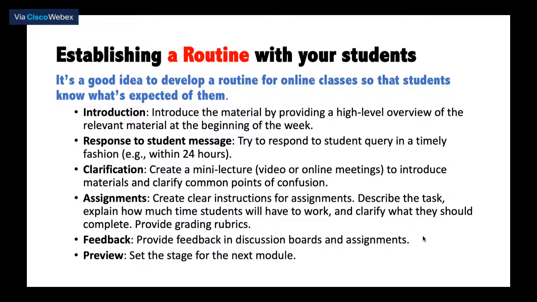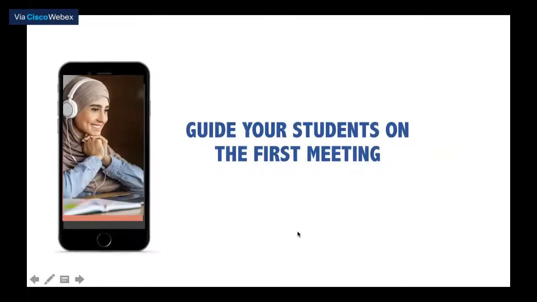Then, please provide feedback and a preview, to set the stage for the next module. This is what you need to tell your students. And for the most important thing, your first class, guide your students on the first meeting.